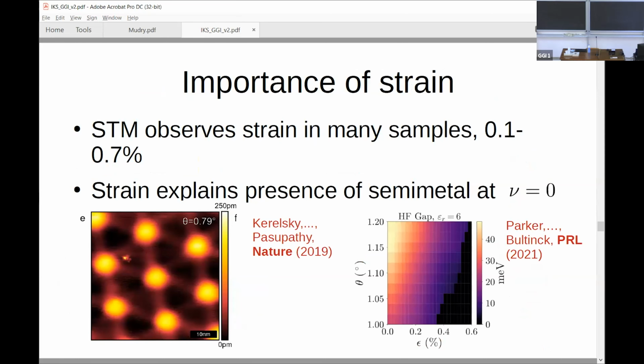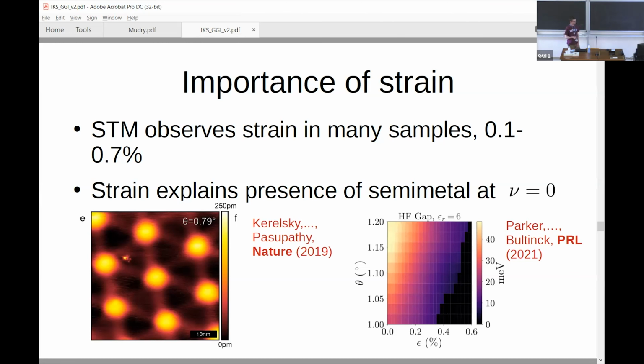Then strain is known to be relevant as well because you can just image the Moiré lattice in STM, and just by measuring the distances between these lattice points, you can basically measure how much strain there is in these samples, and the amount is typically 0.1 to 0.7% strain. And this explains something that was a bit of a mystery, which is the fact that there's a semi-metallic state at nu equals 0. So I showed you before the strong coupling state that was the KIVC state, and this is known to be an insulator.